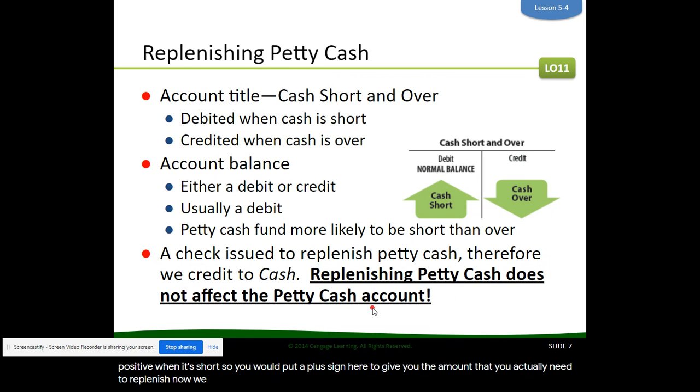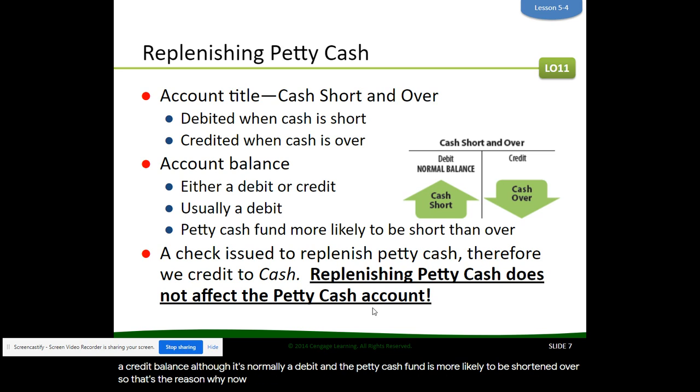Now we have this new account that's called cash short and over. When we are short, we debit cash short and over. If we're over, we credit cash short and over. So this new account, it doesn't have a debit or a credit balance, although it's normally a debit. And the petty cash fund is more likely to be short and over. So that's the reason why.